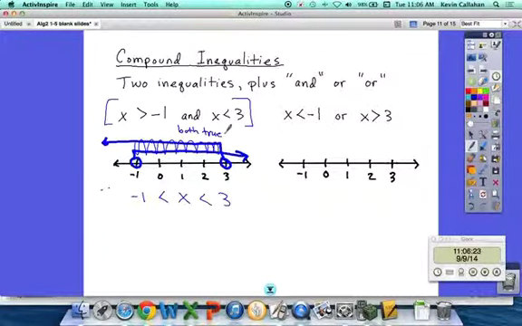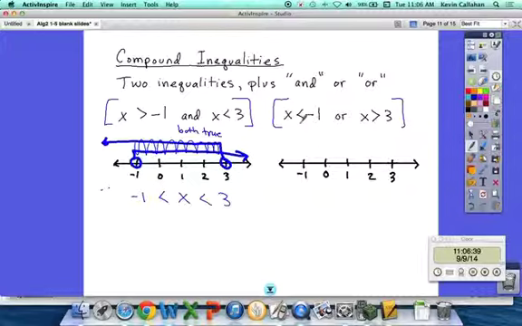All right, now we look at the other one. When you connect with an or, actually only one of them has to be true in order to solve the whole thing. Right? In order to solve the whole compound inequality, we just need one of those statements to be true. So let me do the same thing.